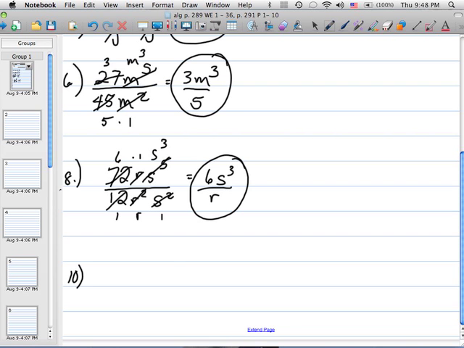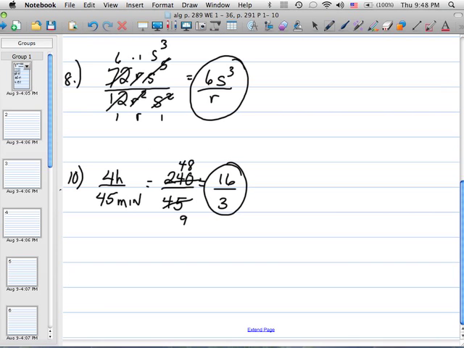Problem 10. Write each ratio in simplest form. We have 4 hours to 45 minutes. So we're going to change the 4 hours to minutes. That's 4 times 60 would be 240 minutes over 45 minutes. We could divide by 5 and we get 48 over 9. And we could divide by 3 and we get 16 over 3 is our ratio, or 16 to 3.